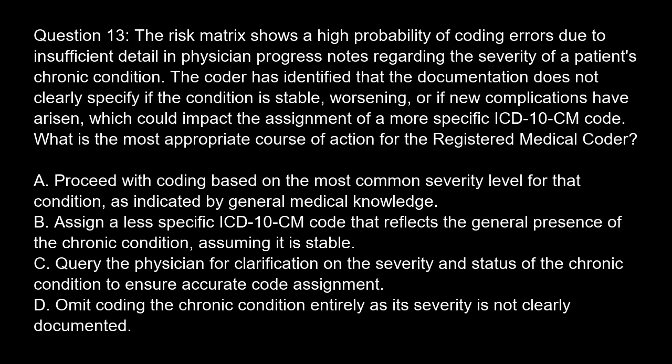Option A. Proceed with coding based on the most common severity level for that condition, as indicated by general medical knowledge. Option B. Assign a less specific ICD-10-CM code that reflects the general presence of the chronic condition, assuming it is stable. Option C. Query the physician for clarification on the severity and status of the chronic condition to ensure accurate code assignment. Option D. Omit coding the chronic condition entirely as its severity is not clearly documented.